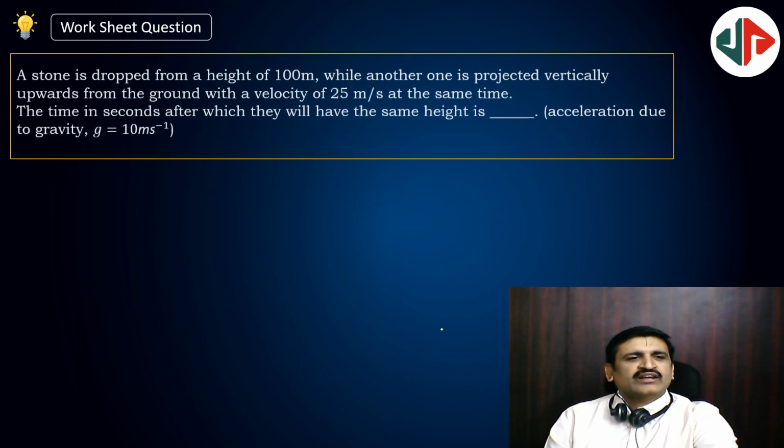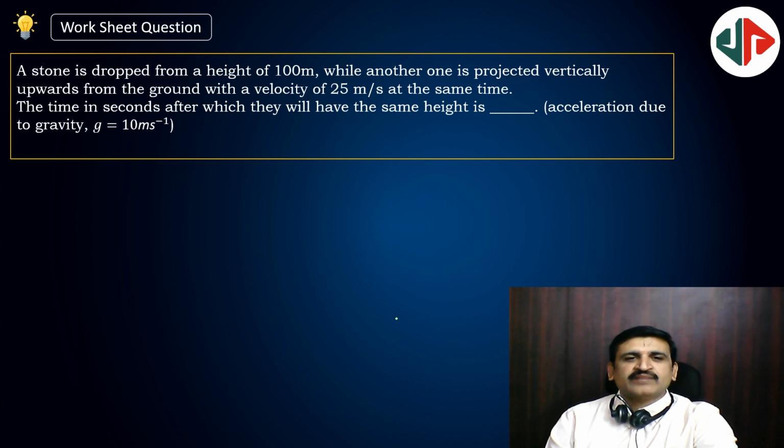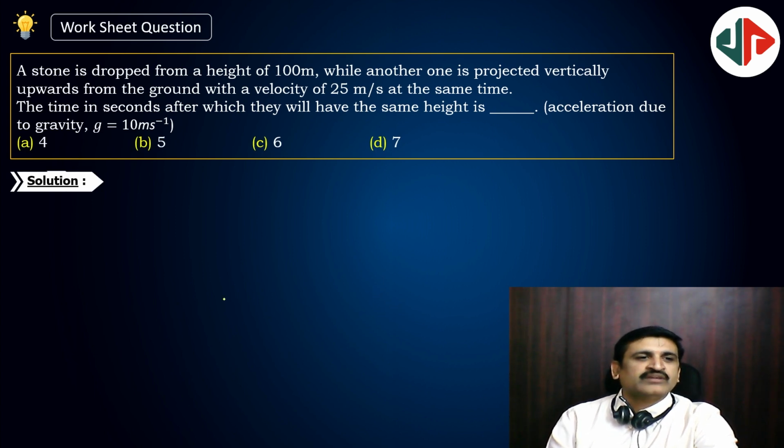Next, a stone is dropped from a height 100 meters while another one is projected vertically upwards from the ground with velocity 25 meters per second, at the same time. The time in seconds after which they will have the same height. That means when are they going to meet? That is the question indirectly.